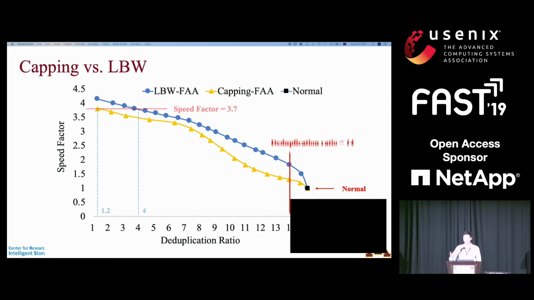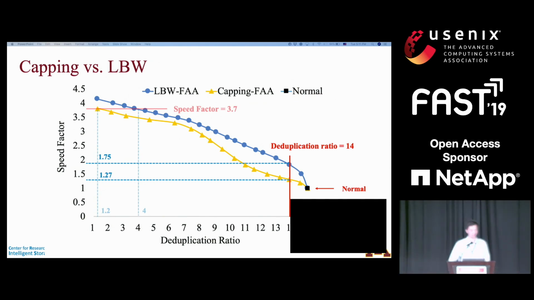But for some companies, maybe they prefer to have a very high deduplication ratio, like 14. We can just sacrifice about 7% of the deduplication ratio. In this case, the capping can achieve about 1.27 speed factor. But our one, look-back window, can achieve about 30% higher than capping. So you can see from the low to the high deduplication ratio, our scheme is always better than capping.